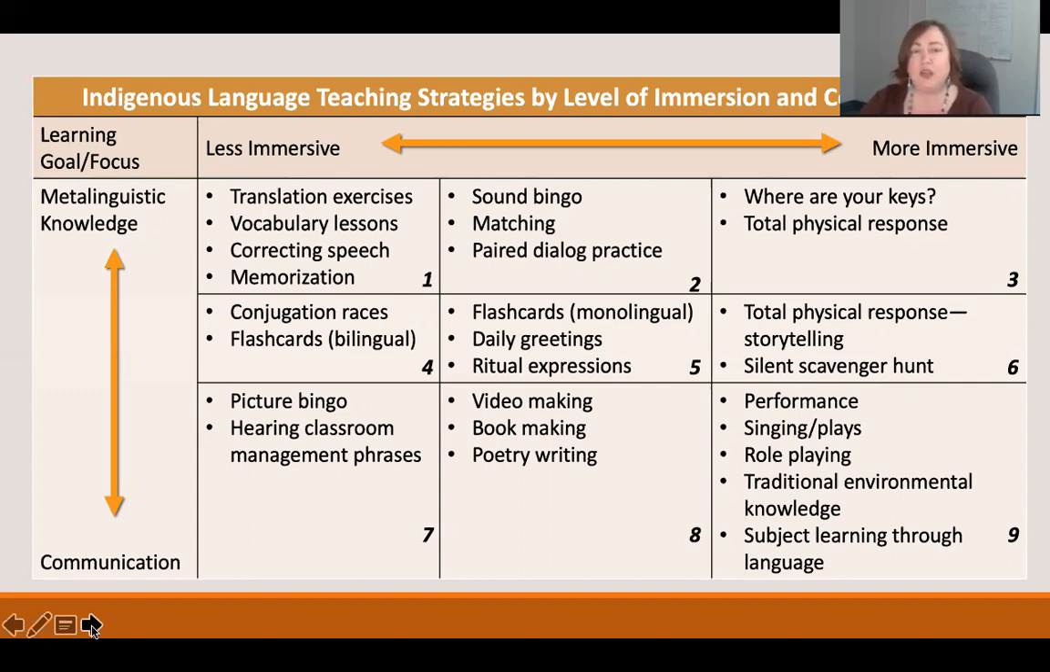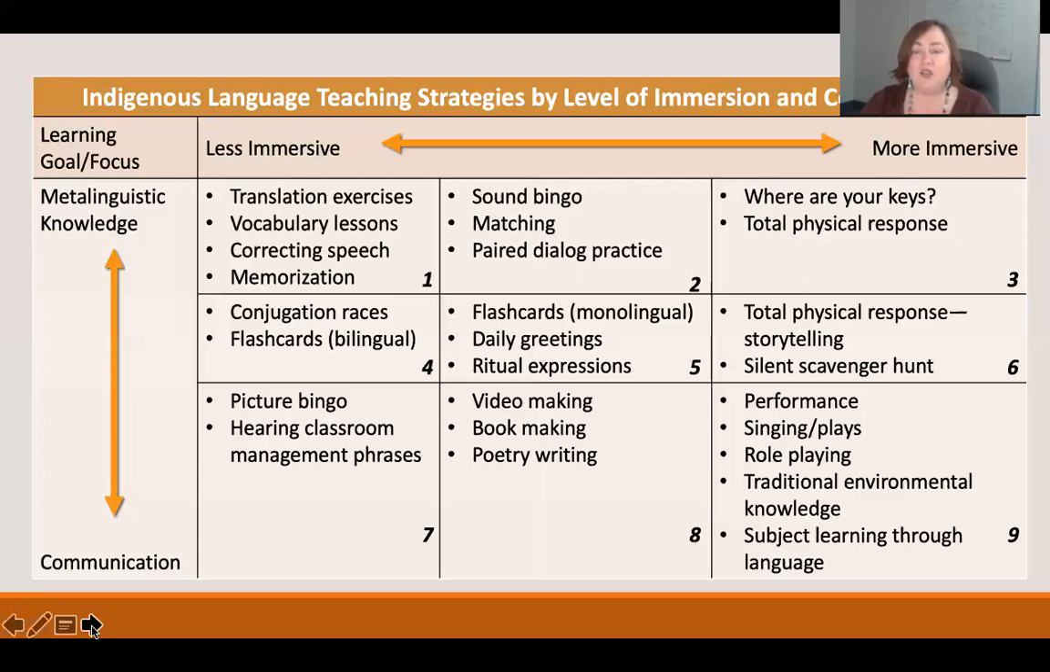So I have a table here that places various teaching strategies on a continuum from less immersive to more immersive, and on a continuum of what the goal is, from more meta-linguistic knowledge, knowledge about the language and how the language works, to being able to communicate within the language. And so ideally we'd want to move from strategies that were in boxes 2, 3, 4, 5, etc., all the way through 9.